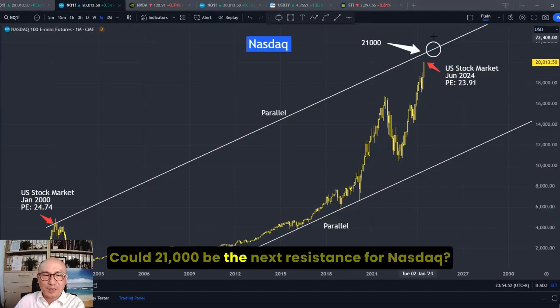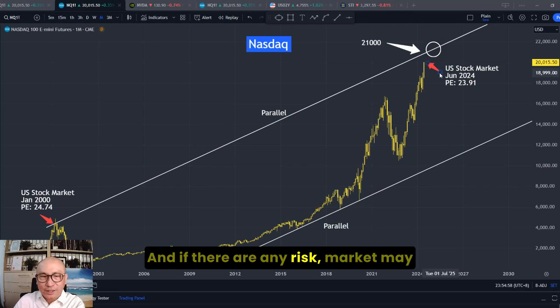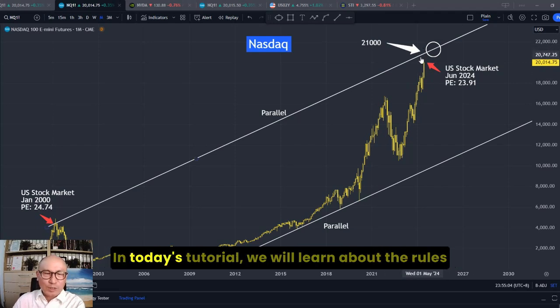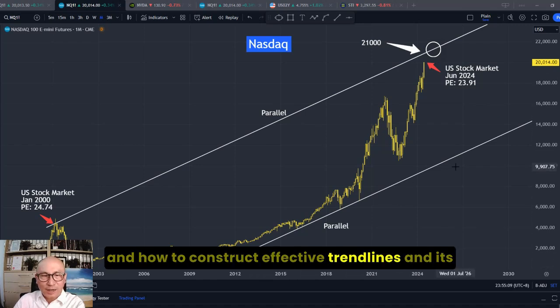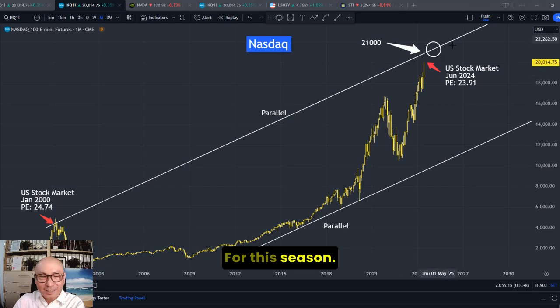Could 21,000 be the next resistance for Nasdaq? How soon is it going to get there, and are there any risks? The market may correct even before or after reaching this target. In today's tutorial, we will learn about the rules and how to construct effective trend lines and their parallel lines to trade and manage Nasdaq for this season.